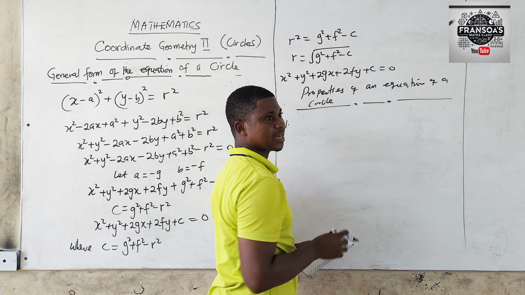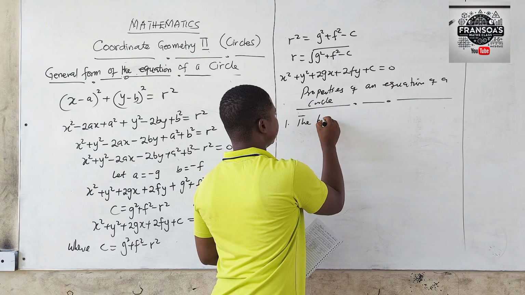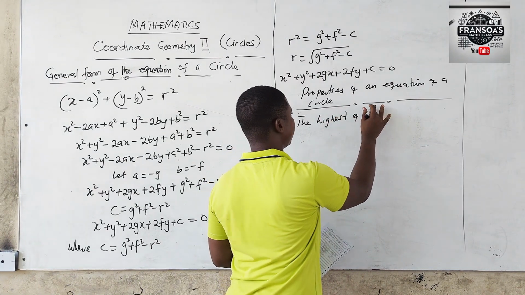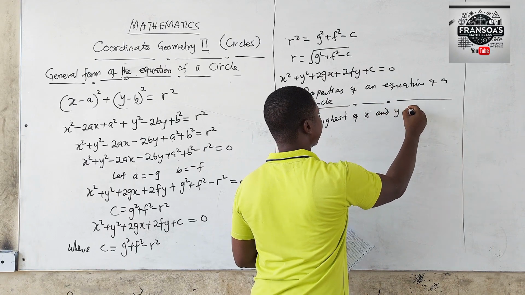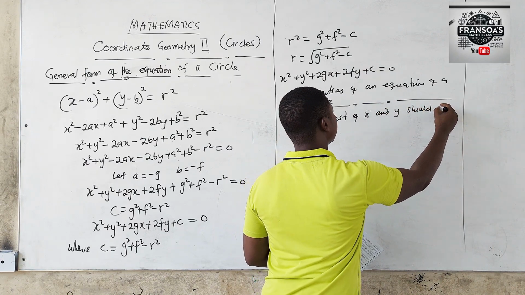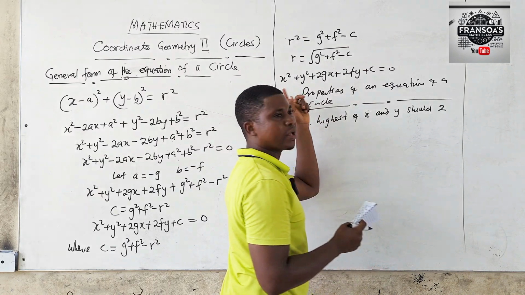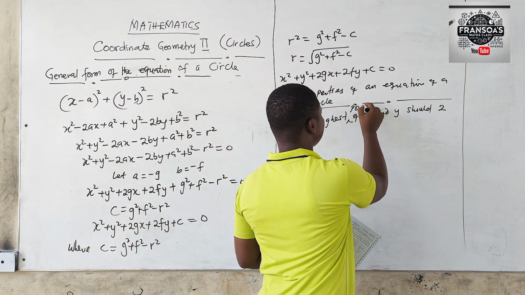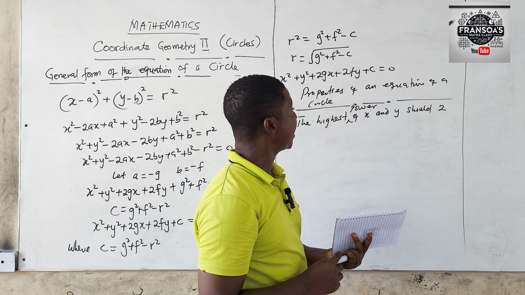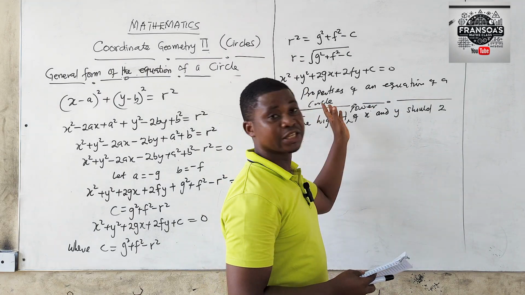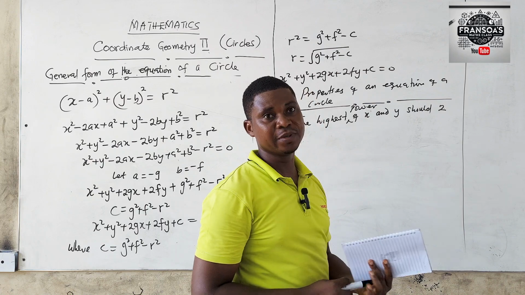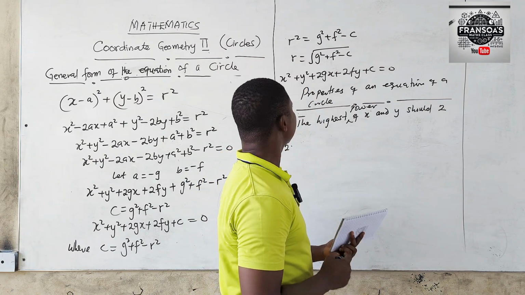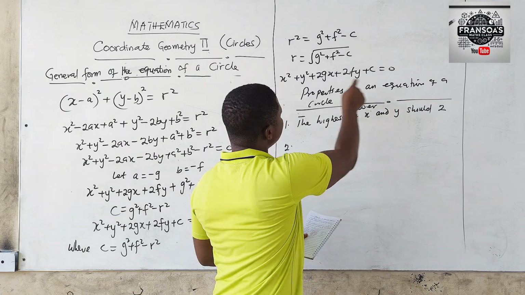So the first one, as I said, the highest power of x squared, of x and y, should be 2. So when you have an equation with the power being cubed and those stuff, that one cannot be an equation of a circle. Then we should look at the various variables.